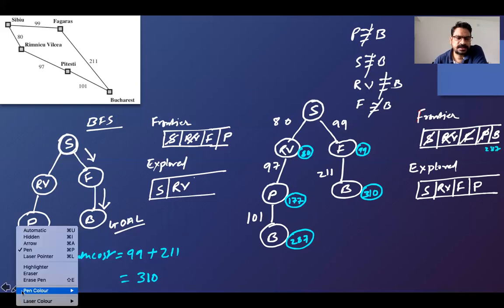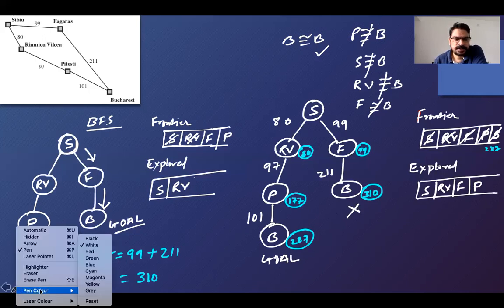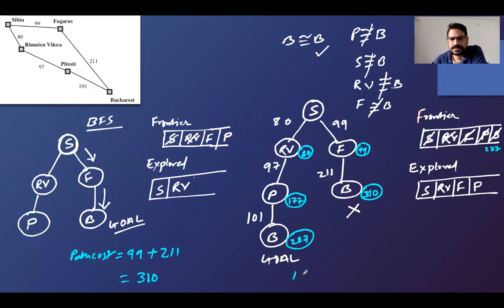Now the next is Bucharest. Bucharest will be removed from the frontier list and compared with the goal Bucharest. Do we reach the goal? Yes, we reach the goal. This is the path. This is my goal. And what is the path cost? The path cost we find here, which has already been written, is 287.